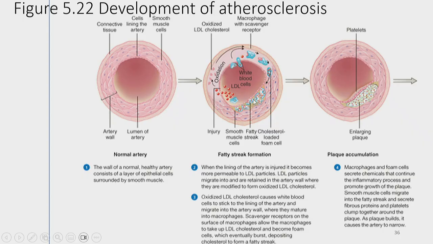More white blood cells would come. They take the oxidized LDL, and they will die and create a fatty streak, and this fatty streak will become larger and larger and larger, and here we can see they form something called a plaque.